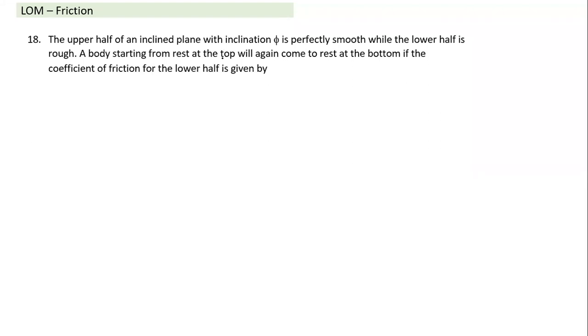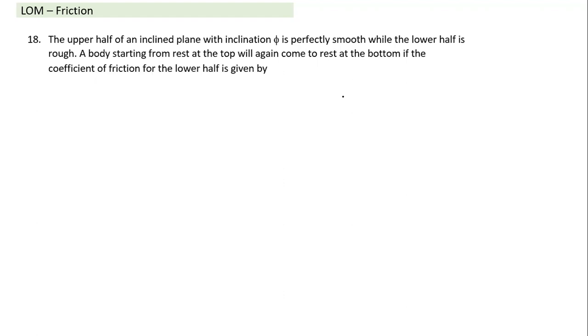Since the top friction is zero, it will have a downward acceleration and it comes to rest at the bottom. It means when it is moving in the rough part, it is again getting retarded, or suffering deceleration. So what is the coefficient of friction on the lower half of the inclined plane? Of course, the answer has to come in terms of phi.